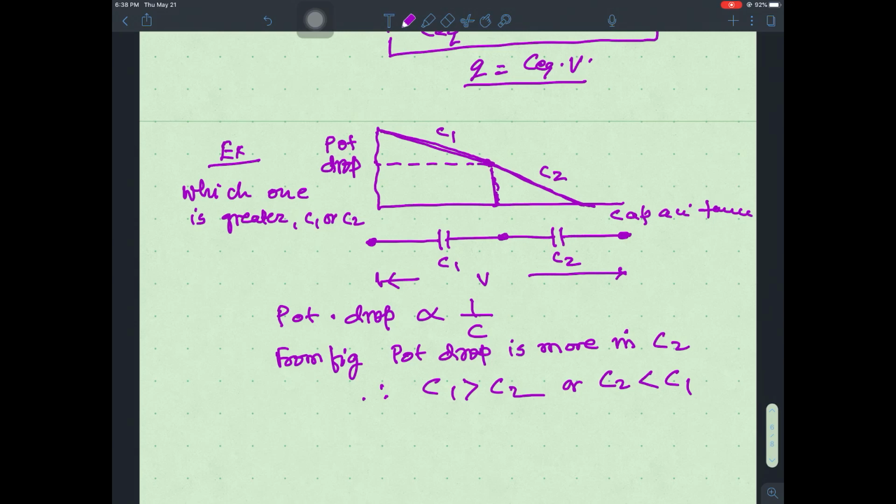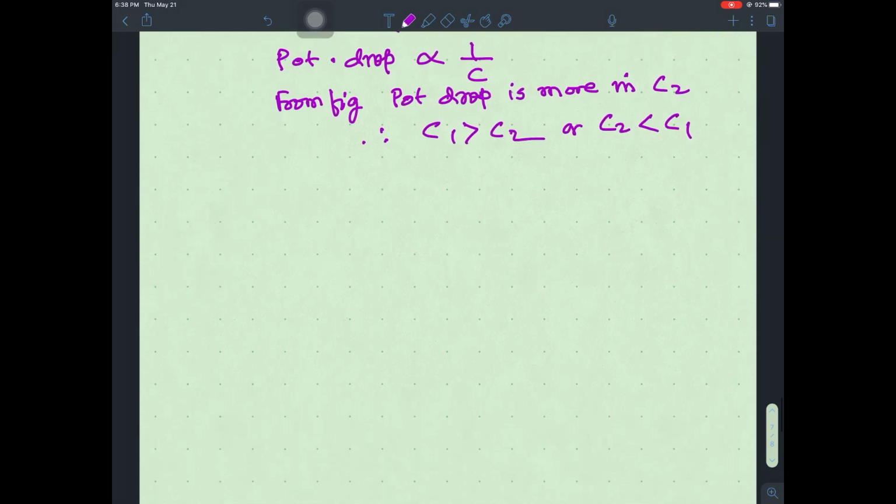This is a confusing question. You try to understand it in a proper way. This is the potential drop that we are getting here. If this value is X, and this value is Y, then Y is greater than X. So this potential drop is more across C2. So this is the way we can understand this question.